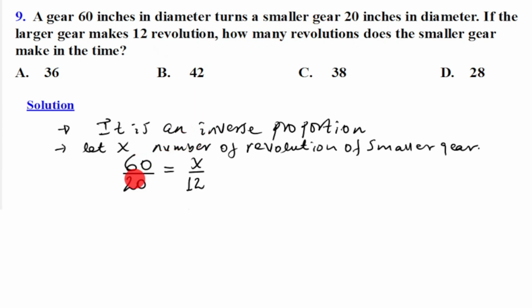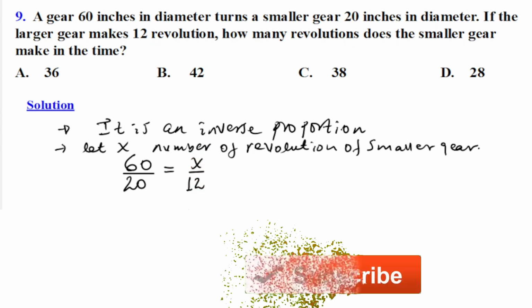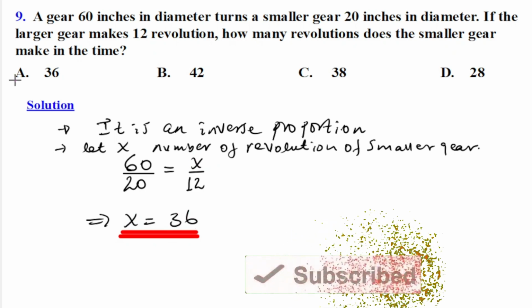The larger inch over the smaller inch is equal to the number of revolutions of the smaller gear over the number of revolutions of the larger gear. So when we solve for x, you will get the value of x equal to 36. So the answer is A.